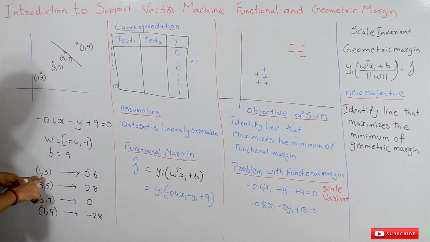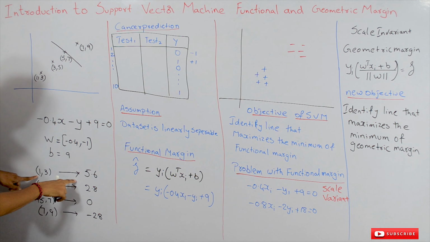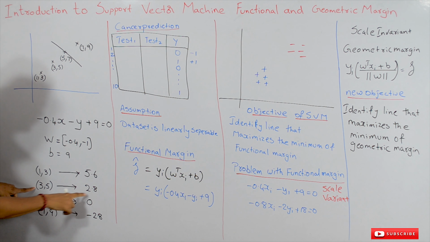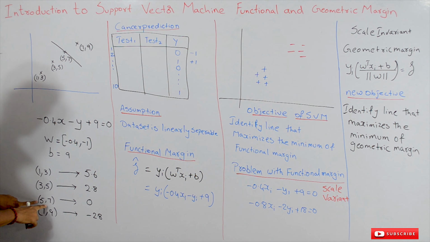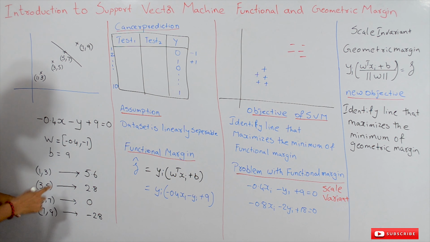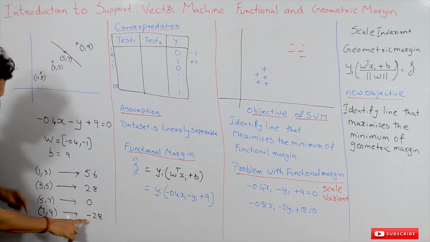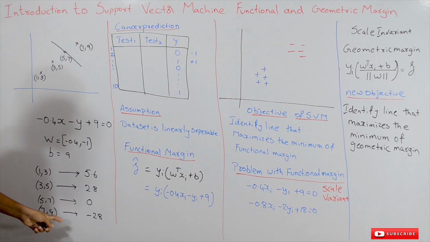When we substitute the point 1 comma 3 in the equation of the line, what will happen? The value we get is 5.6. When we substitute 3 comma 5, the value we got is 2.8. When you substitute 5 comma 7, we got 0. Why did we get 0? Because this point is on the line. When we substitute 7 comma 9, we got minus 2.8.